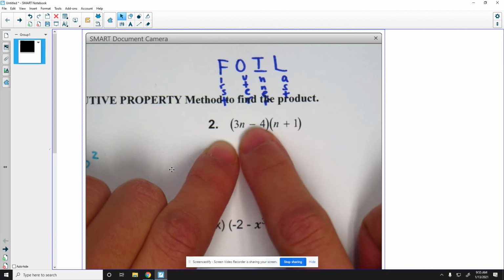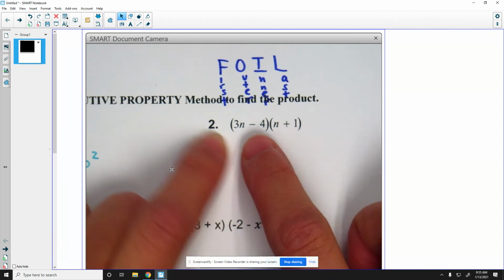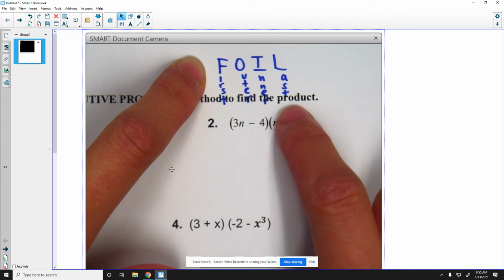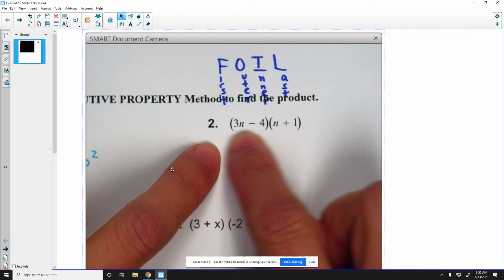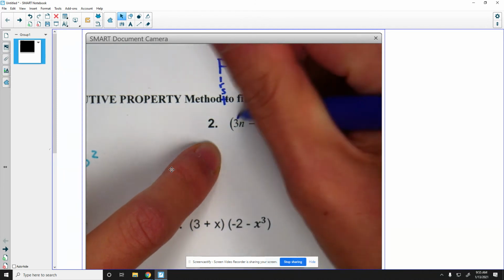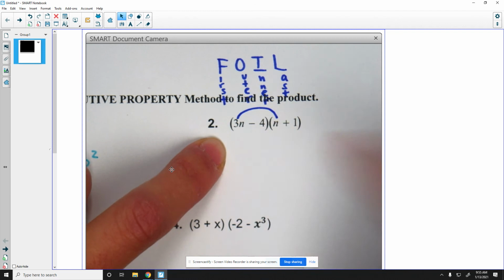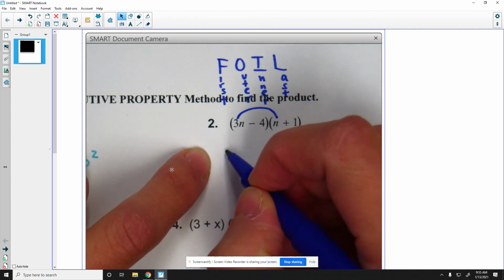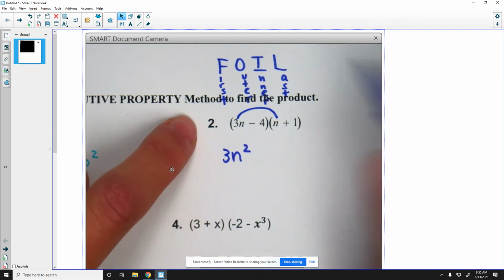So you have 4 numbers total. You have 2 groups of parentheses. So this just tells you the order in which you multiply. So the first, what 2 things here are the firsts in each parentheses? 3n and n, right? Aren't these the first things you see in each parenthesis? So you multiply the firsts. So 3n times n is 3n squared. Good.